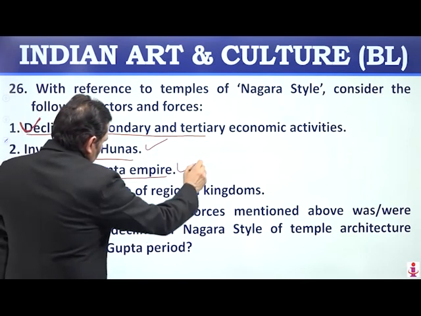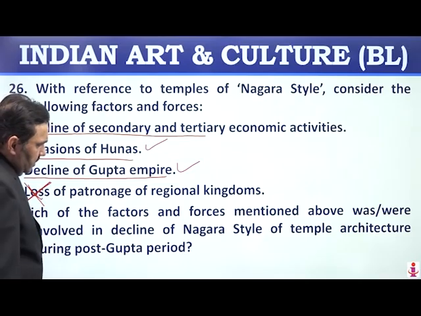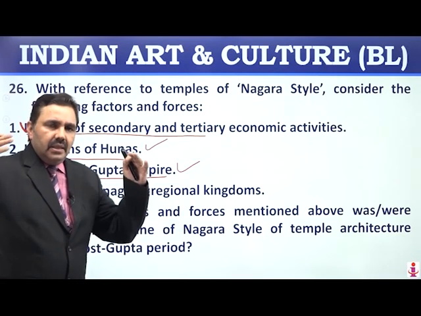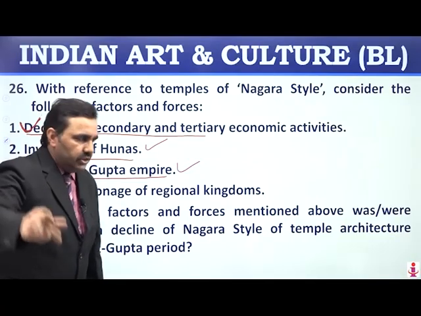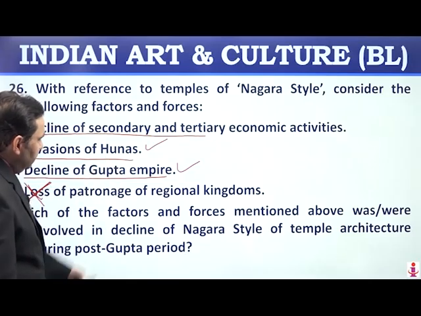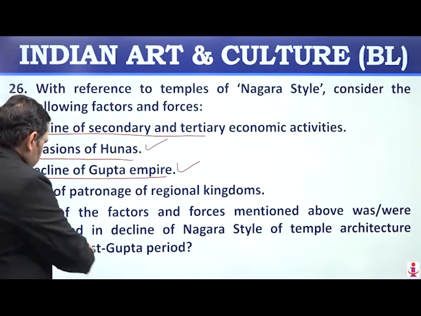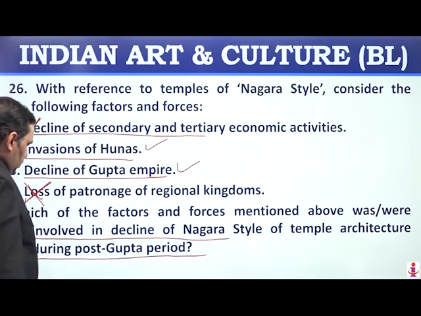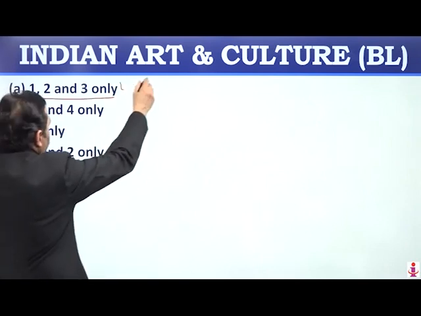Decline of Gupta Empire, that was a factor. Loss of patronage by regional kingdoms was not a factor because regional kingdoms were earlier largely absent. The development in the field of Nagara style of temple architecture was not due to regional kingdoms' patronage. So 1, 2, and 3 are correct. You have to see which of these factors were involved in the decline of Nagara style of temple architecture in post-Gupta period. 1 to 3, that is A.